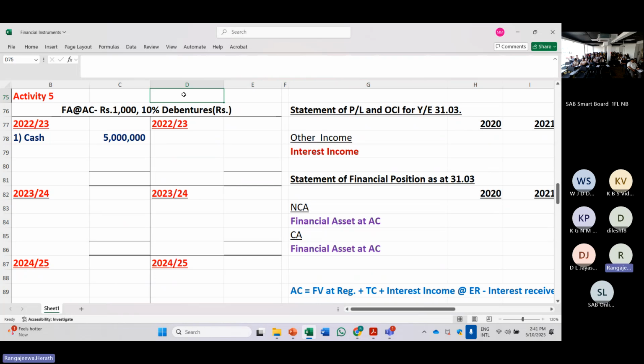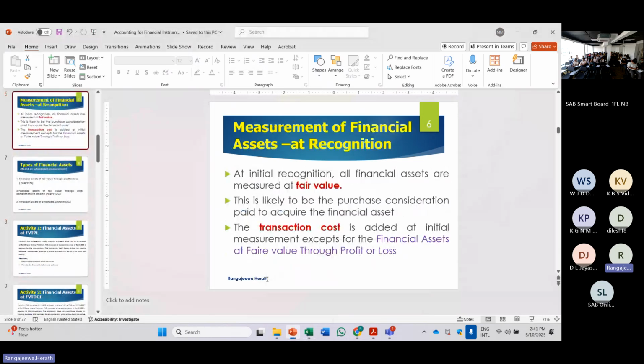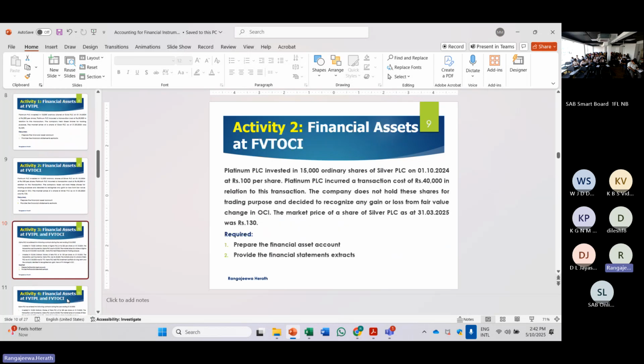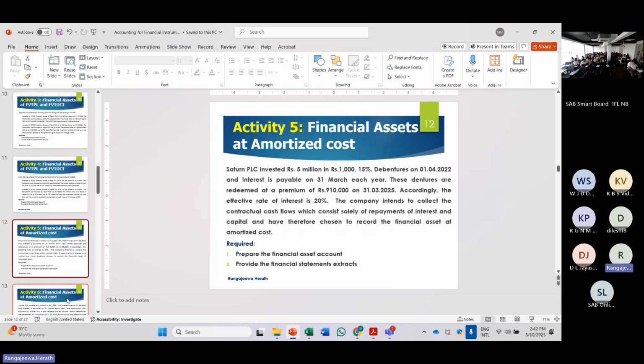What did the slide say about the transaction cost? There was a slide at the very beginning about financial assets. Transaction cost is added to the initial measurement except for the financial asset at fair value through P&L. Only for fair value through P&L, the transaction cost is not added. That means for fair value through OCI and amortized cost, we have to add the transaction cost. Right? Here we don't have a transaction cost. No transaction cost is given in this question, so there is nothing to add. If there was a transaction cost, we would add it.